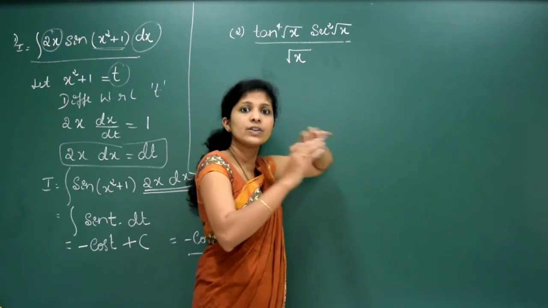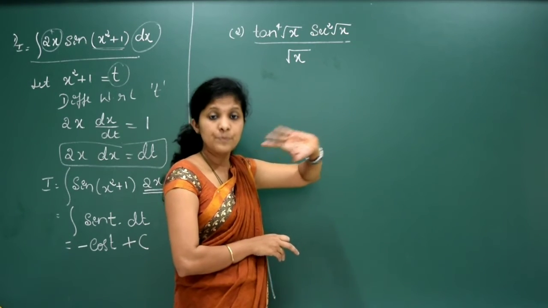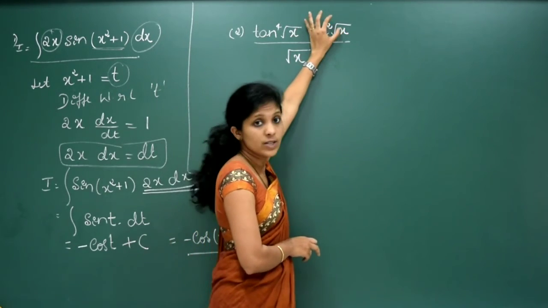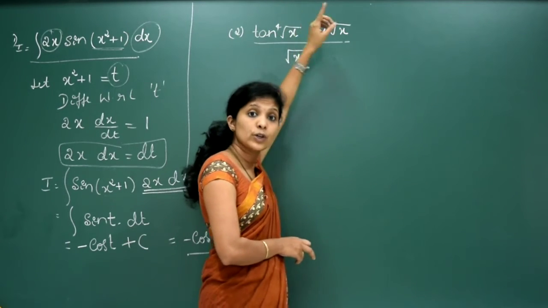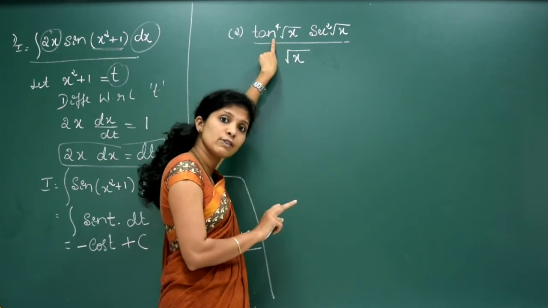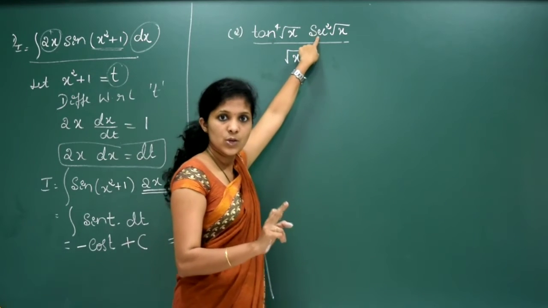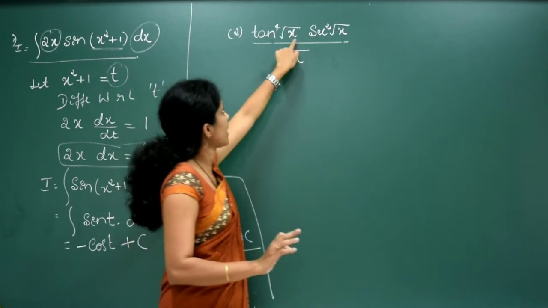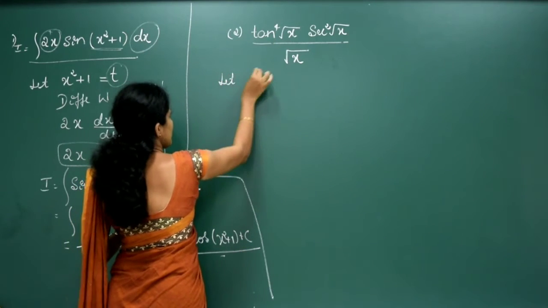Is it clear? In that way you have to see. For what? We have to give the substitution. Is it clear? If you give the substitution for secant root x, you will not get that value. But if you give the substitution for tan root x, derivative of tan function will be equal to secant square x. So you will get this one. Clear? So what you have to do the substitution? Tan root x. You need to practice these problems.